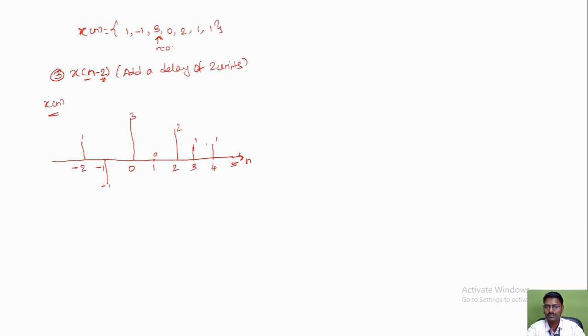Minus 2 means 2 units. If it is minus 3, then I need to add a delay of 3 units, right? If it is 1, then I need to add a delay of 1 unit, right? Delay in the sense that I am going to shift the signal x of n by 2 units to the right side, right? This is going to be done.